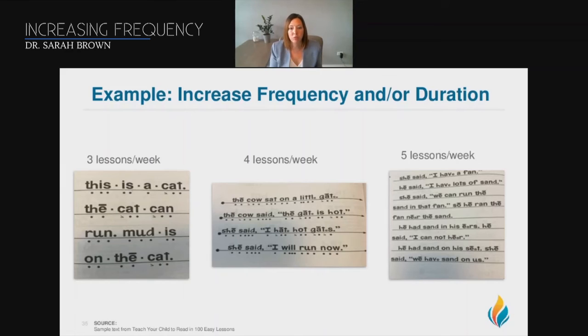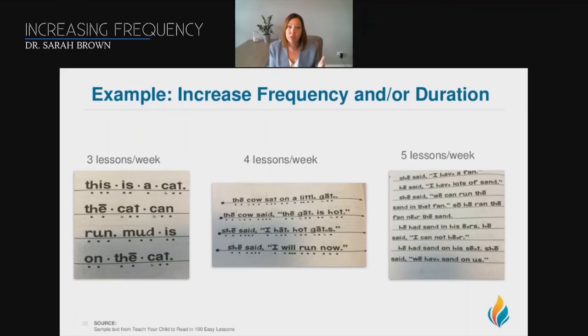What this shows us is that the amount of instruction really matters. When we're thinking about the frequency and duration of our core instruction, that makes a huge difference.